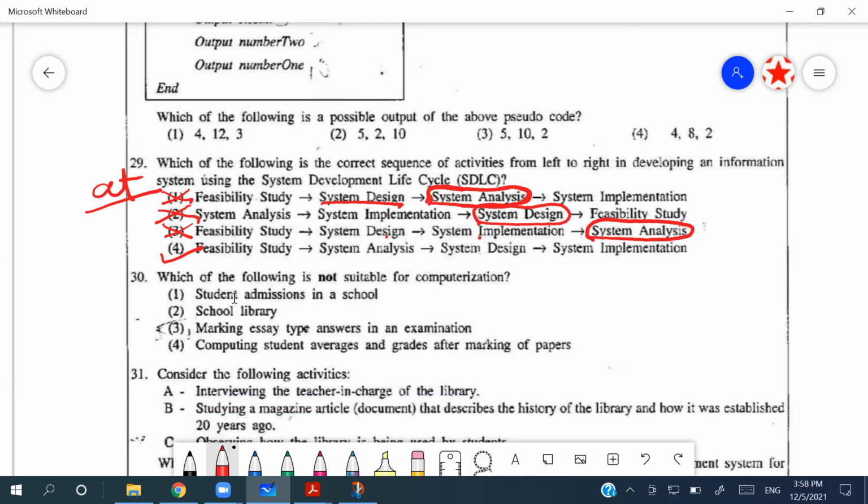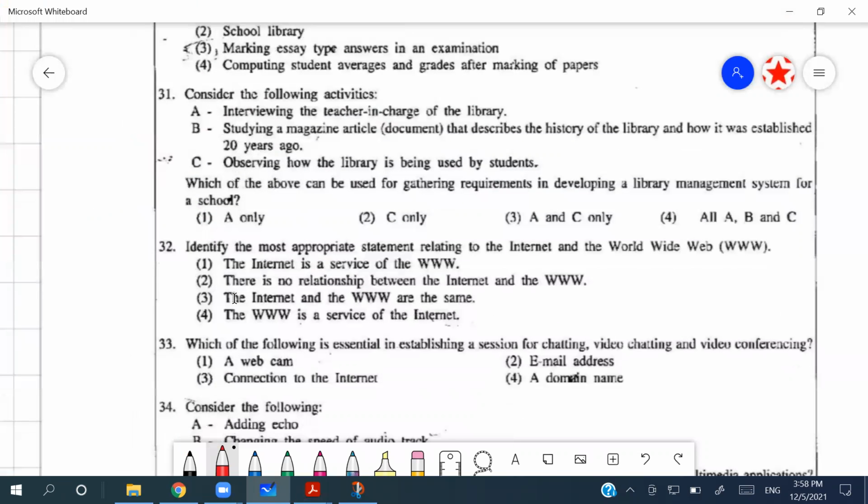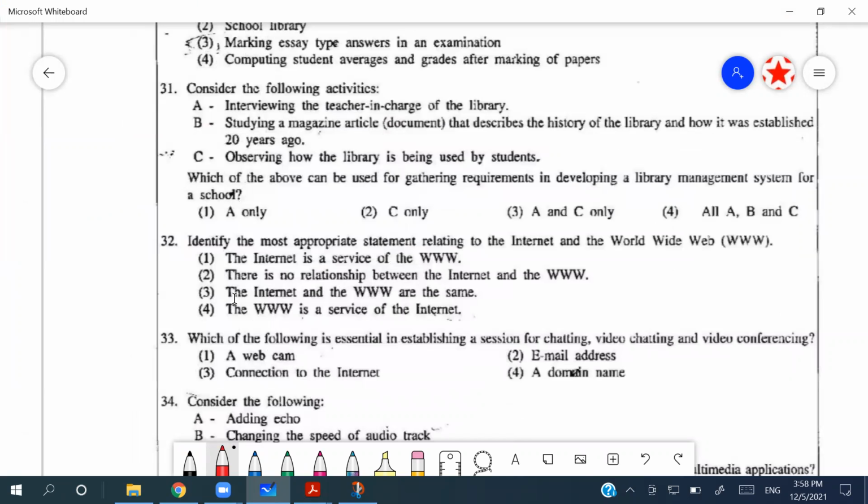And the 32nd: identify the most appropriate statement relating to the internet and the World Wide Web. The internet is a service of www. No, it comes the other way around. www is the service of an internet. There is no relationship between internet and www. No, there is a relationship, right? It is one of the services. Without the internet, we won't be able to connect with www. So it is wrong again. The internet and the www are the same. No, that is wrong again. A www is a service of the internet. Clearly, that is the answer.